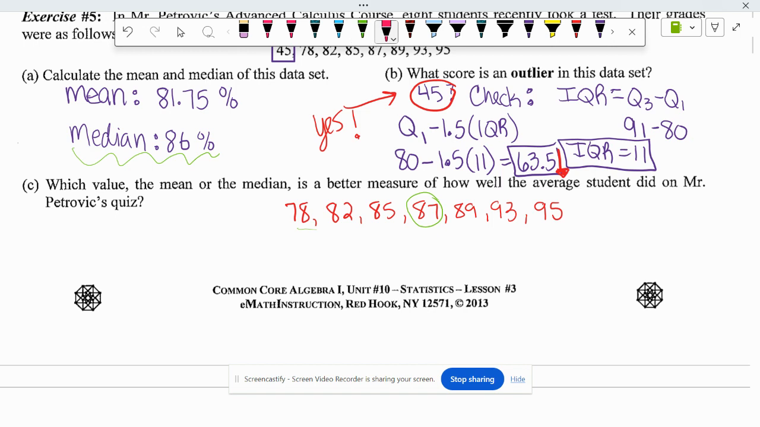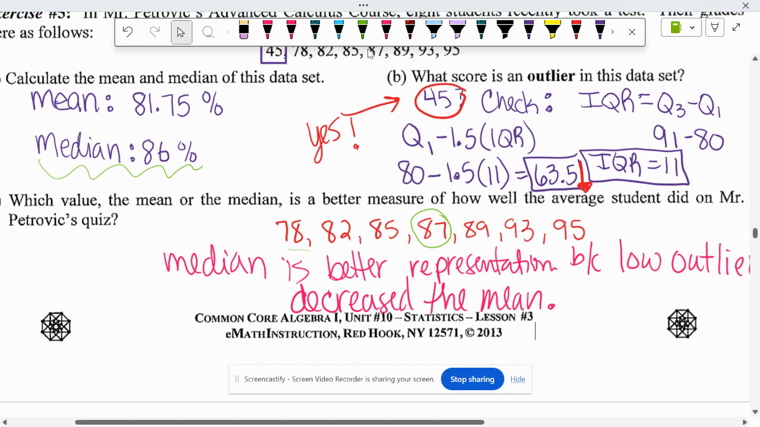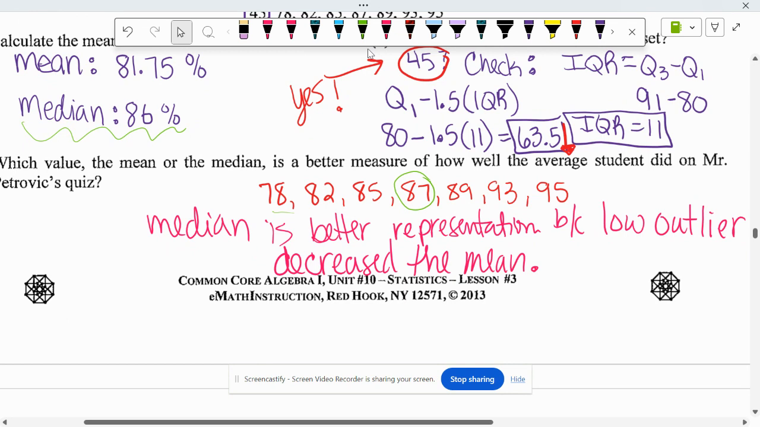Yeah. So your median would be the better one. Your median is the better representation because the low outlier decreased the mean, right? That really low outlier decreased your mean. So your median would be your better representation.